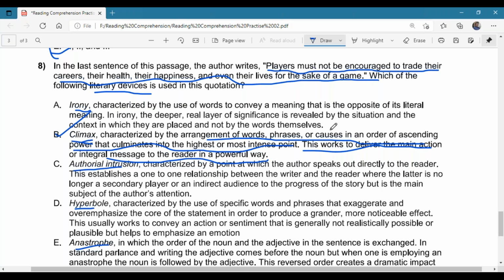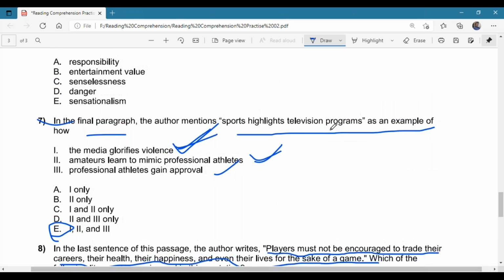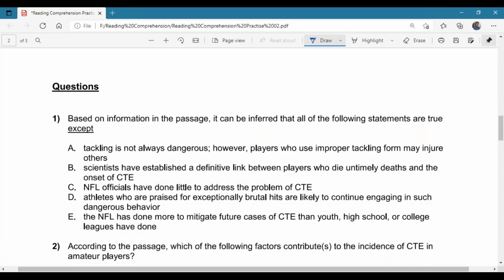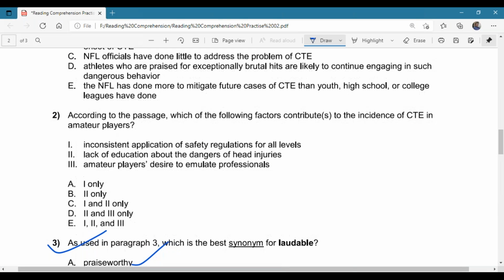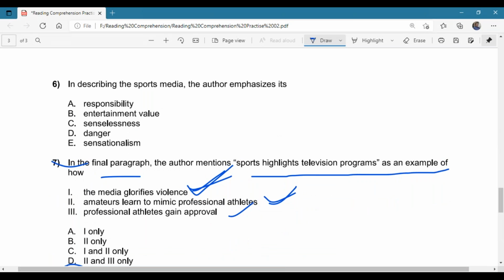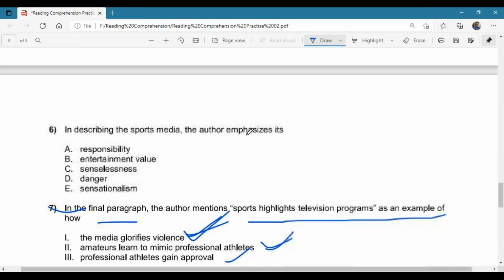That's all about this question number 8. So 7 and 8 are completed. Let us focus on the other questions: question number 1, question number 2, and question number 4 and 6. Let us go with 6 first. In describing the sports media, the author emphasizes its what? Responsibility, entertainment value, senseless danger, or sensationalism? What do you think is the right answer?